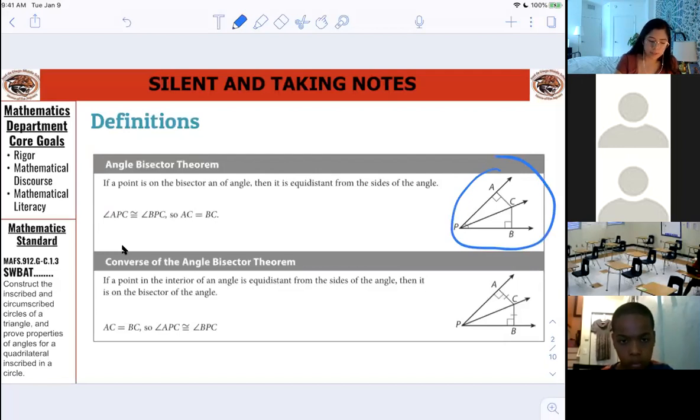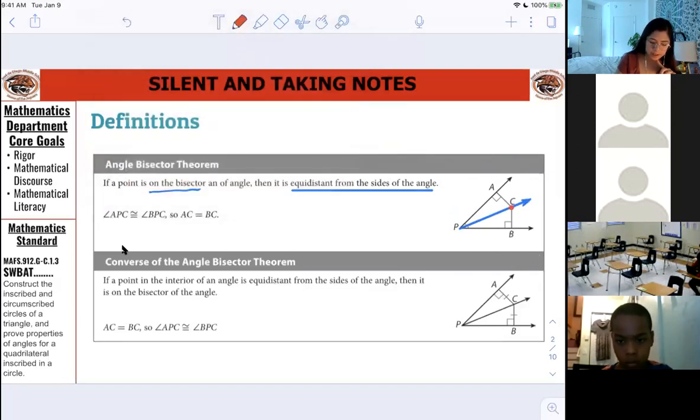E? Remember, we have a ray, not just C. You guys are right, but remember, since it's a ray, is it PC? PC, yeah. So this one's the bisector. And what it's saying is that if a point is on the bisector of an angle, then it is equidistant from the sides of the angle. So the point that is located on the bisector is point C.